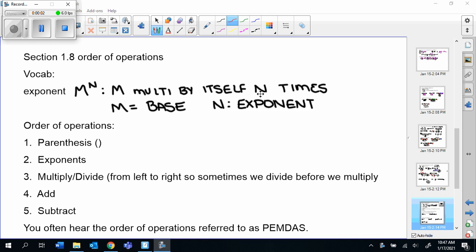All right, this will wrap up our last section in chapter 1, and we're going to talk about order of operations, and we're also going to do some more complicated adding of like terms, bringing in the distributive property at the end of this section. So first we need to define an exponent.